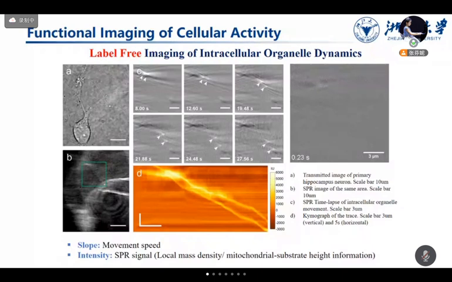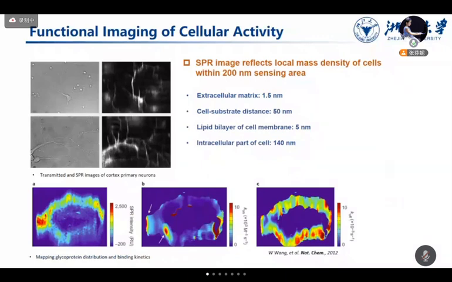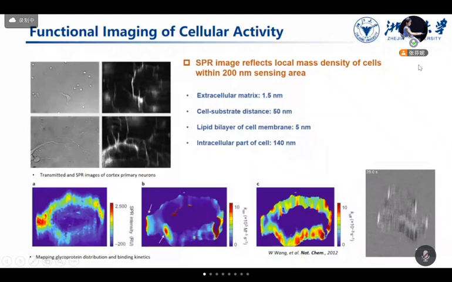So this is another work we have been working on. A little bit of summary. I cannot go through all the examples here. So basically, with very high sensitivity of our SPR imaging and microscopy systems, we can see all the local interactions of the cells, including the extracellular interactions, also the intracellular mitochondria, right?